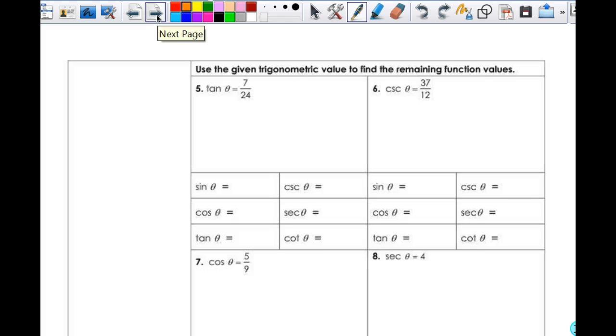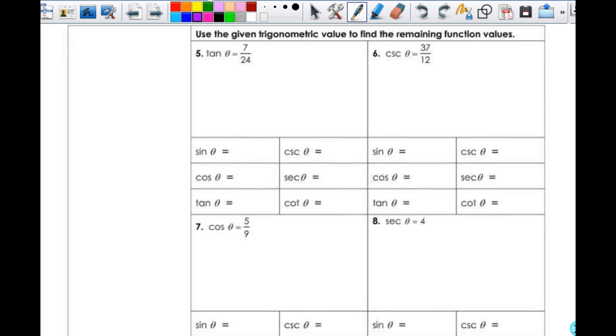All right, so we're going to do 5 for sure. We're going to do 5 and 8 and fill in the bottom. So it says use the given trigonometric value to find the remaining function values. So I know that the tangent of theta is 7 over 24. So this is 7 over 24. So what else can you fill in? 24 over 7. Good job. Okay, 24 over 7. So the other things I can't do because I don't have enough information. Would you agree with that? So what I need to do is try and find that information.